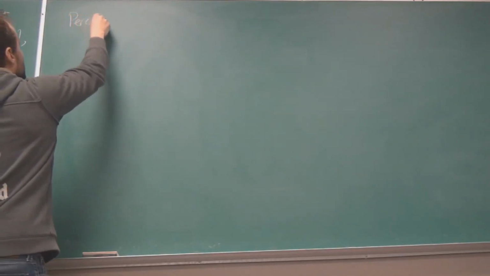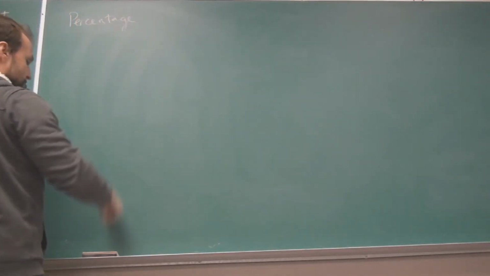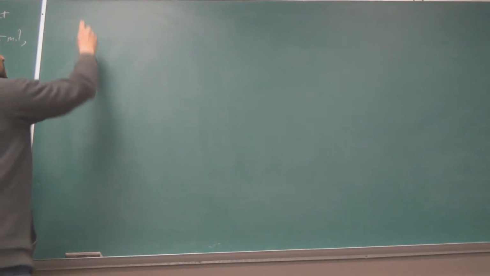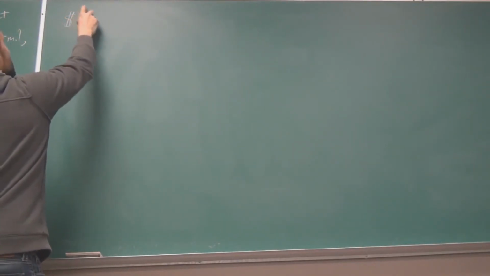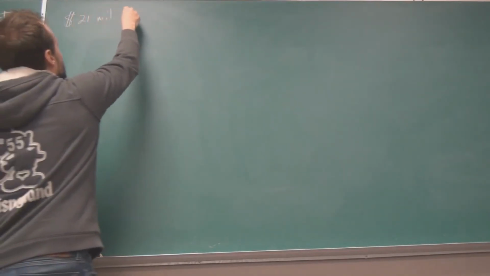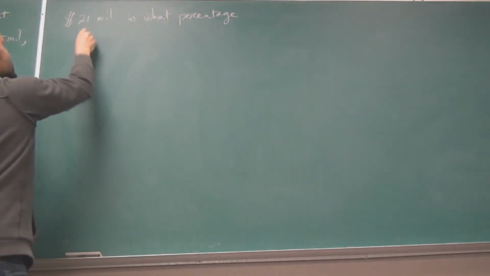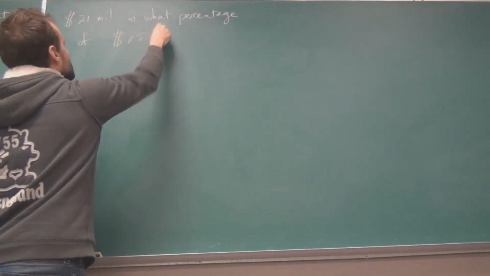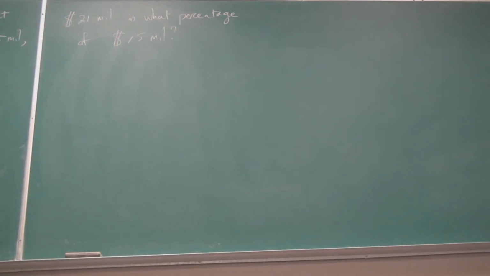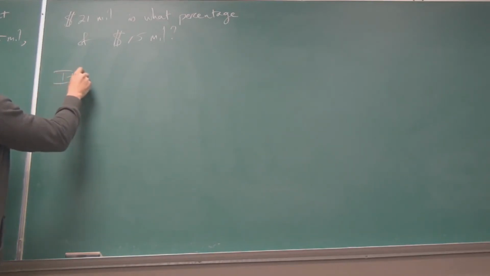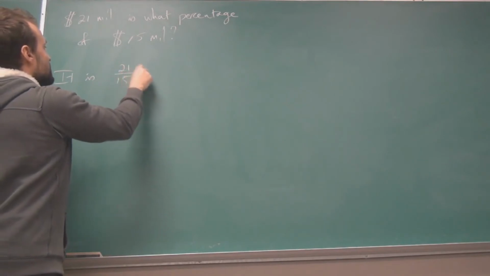Now there are multiple ways you can do this. Let's go with percentage. Let's rephrase the question perhaps. The 21 million is what percentage of the 15 million? That's one question you could ask. What is the calculation to answer that? 21 divided by 15 made into a percentage.